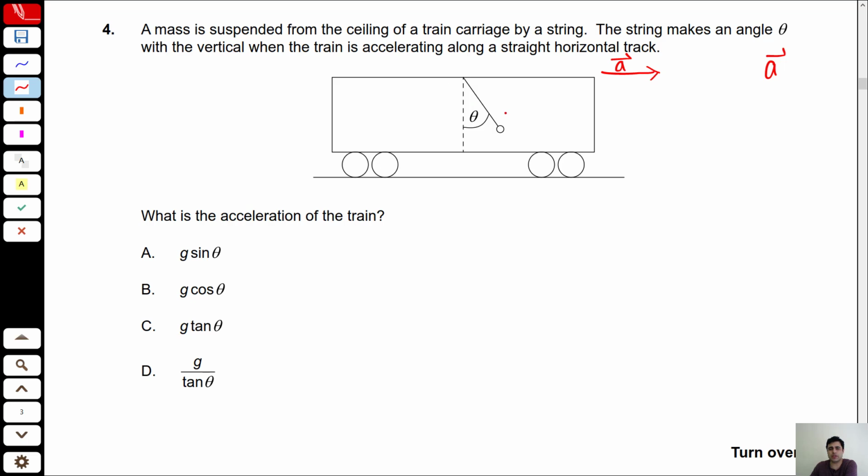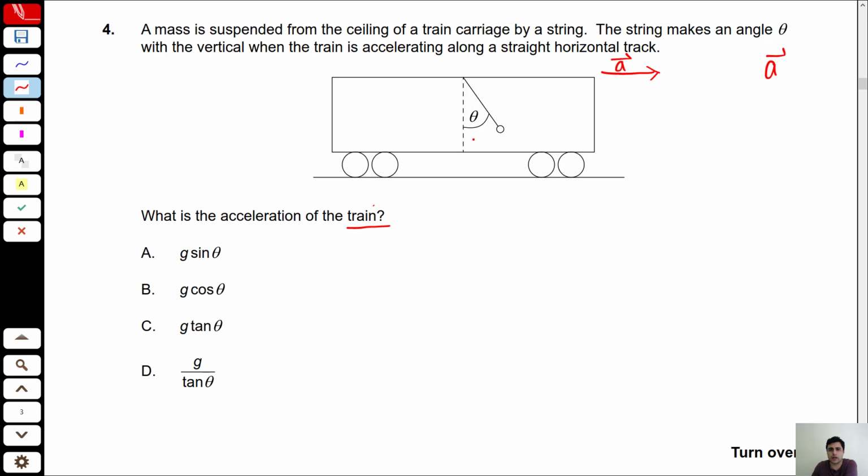Now if you look at this triangle very carefully, if you look at this ball, this ball is undergoing a horizontal acceleration. So it has an acceleration. What is the acceleration of the train? We need to find the acceleration of the train when the train is accelerating along the straight line.